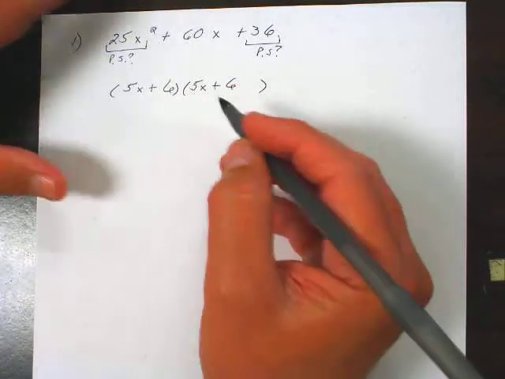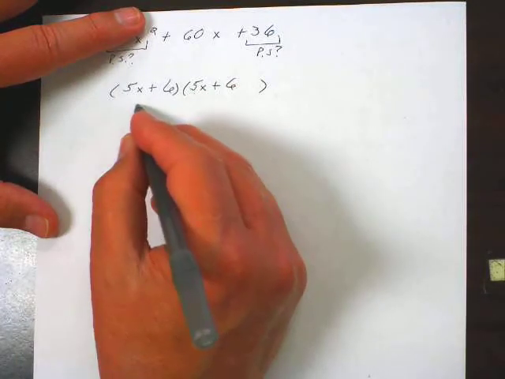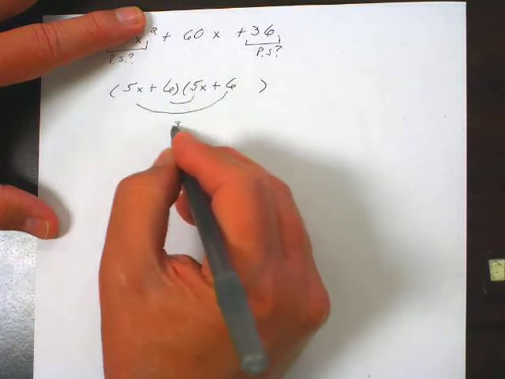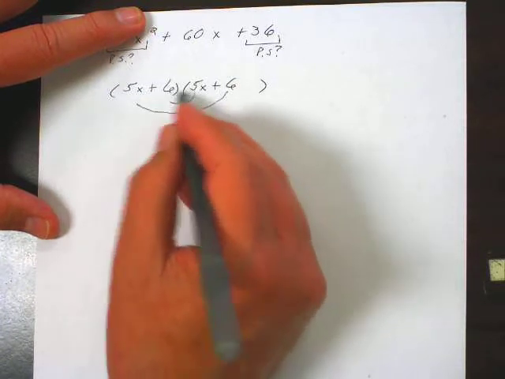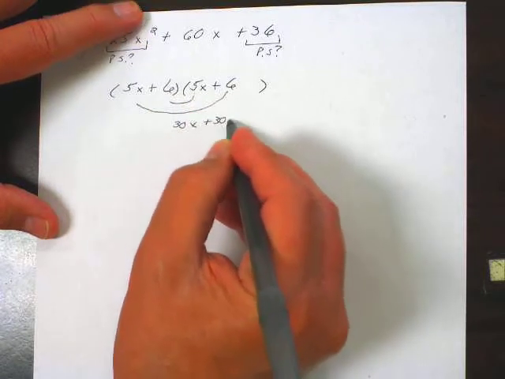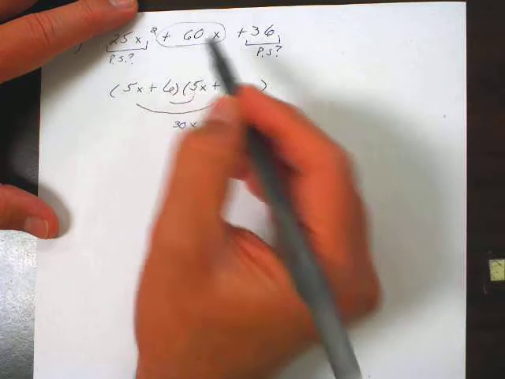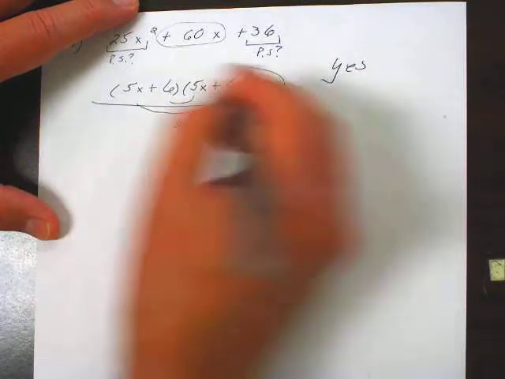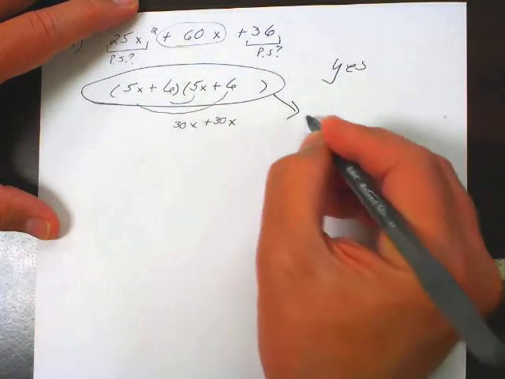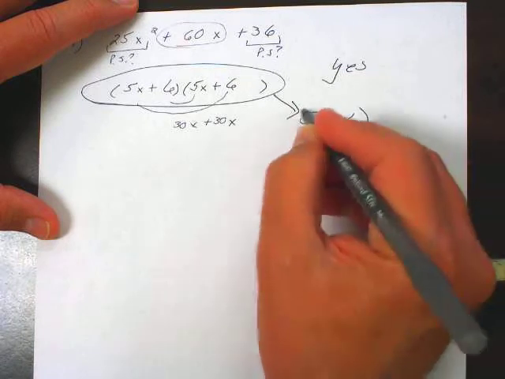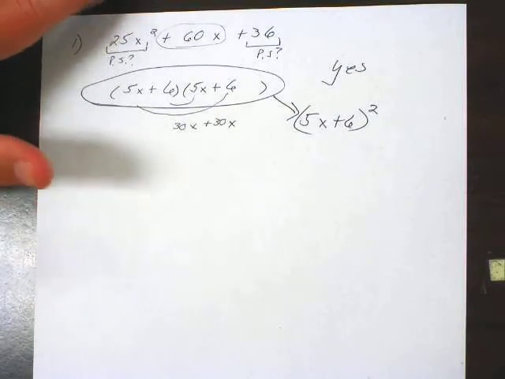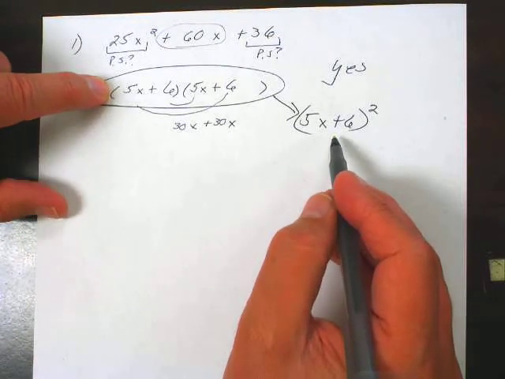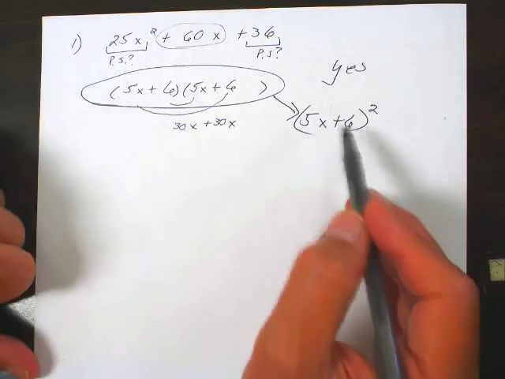Now, does that work? I got to test the outer and the inner. So the outer gives me 30x, and the inner gives me 30x. And if you add those together, it must equal this right here. And it does. So this was a yes, and this is the, oh, wait a minute, sorry. We want to write it this way. Get in the habit of writing it this way. I won't count it wrong if you write it the other way, but if it's a multiple choice test, they're going to put it like this.